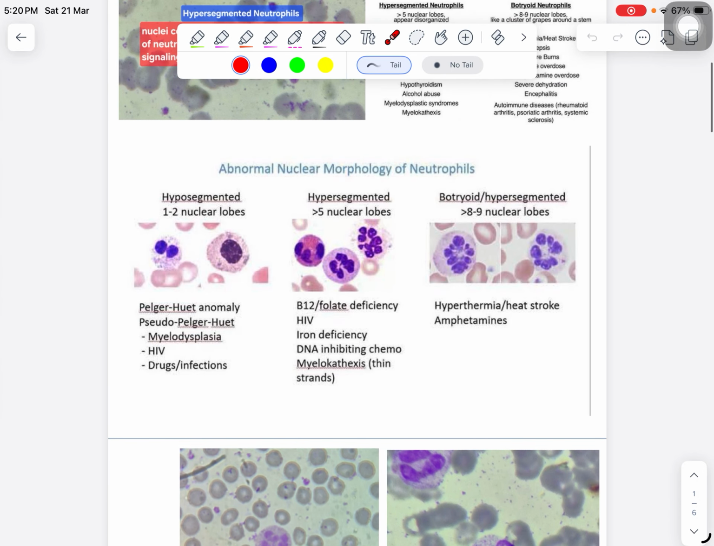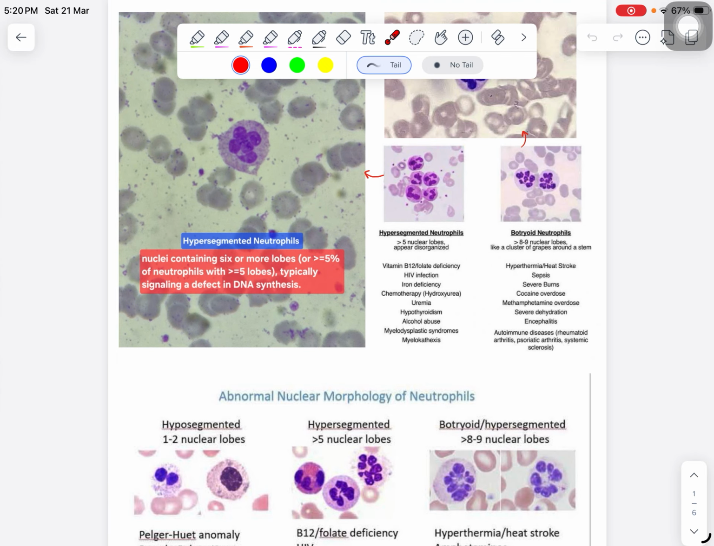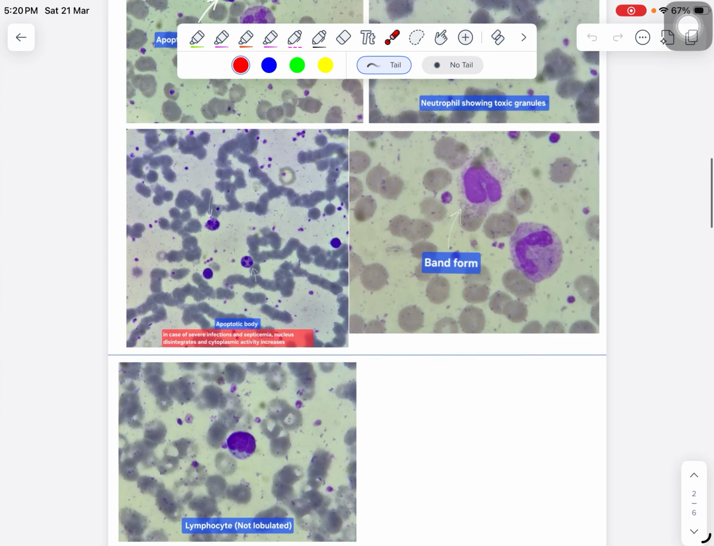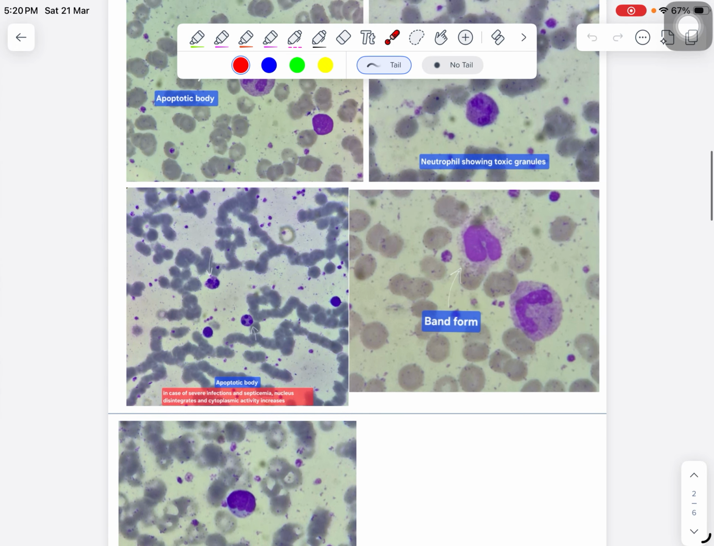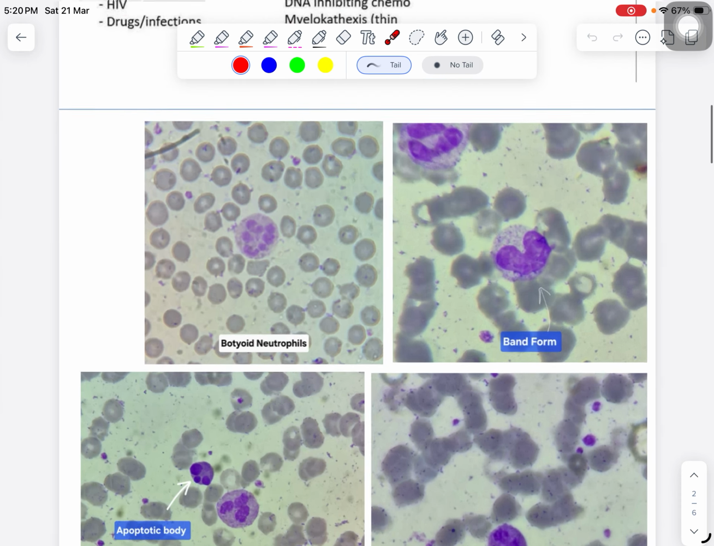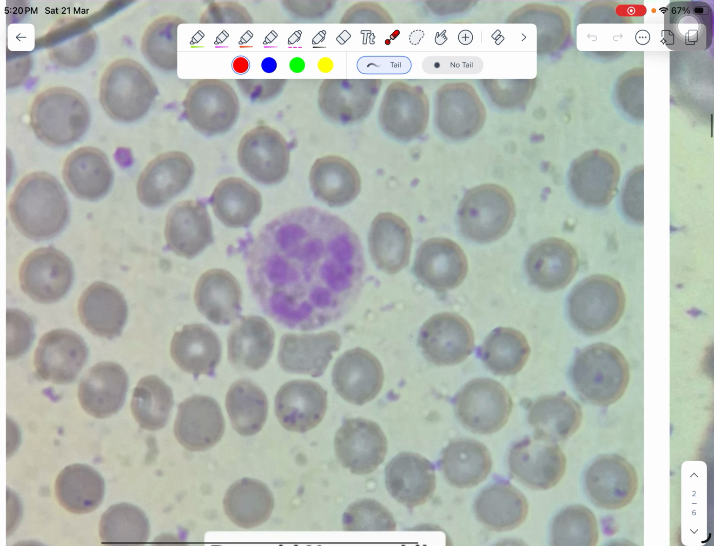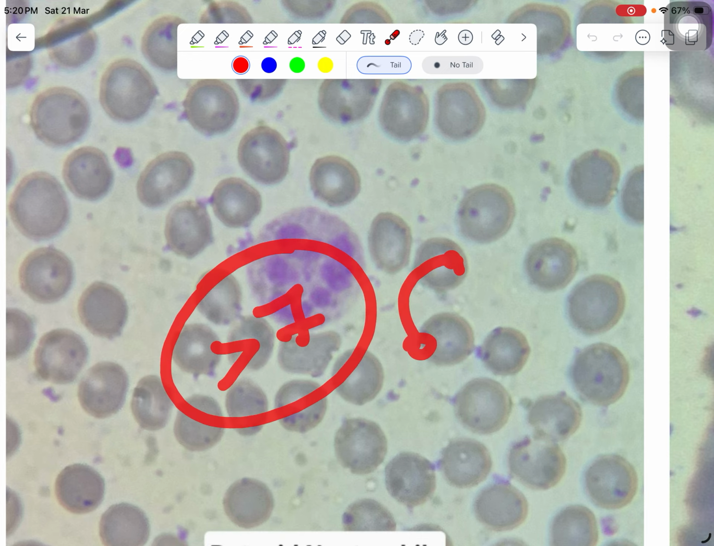I have seen today one hypersegmented neutrophil here. Very hypersegmented. This is the real case that I have seen today. If you can observe, there is 1, 2, 3, 4, 5, 6, 7, hopefully this is the 8th lobe of the neutrophil. That you call approximately more than 7 lobes of neutrophils.